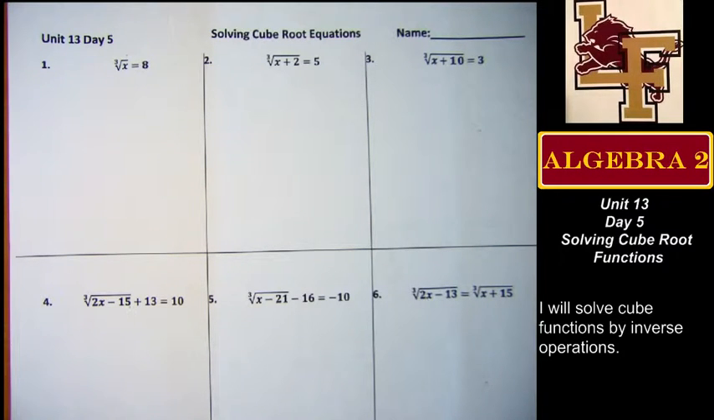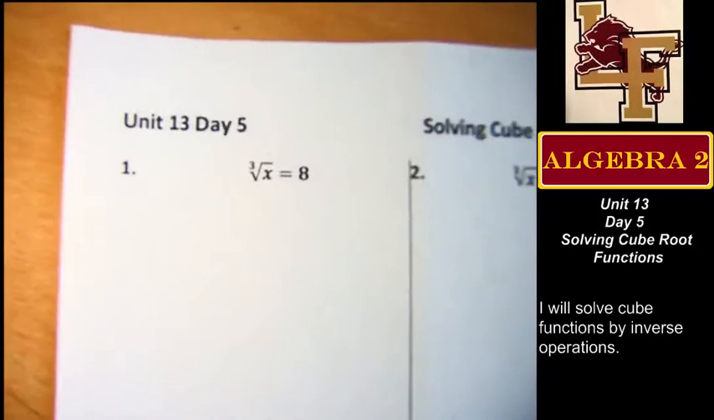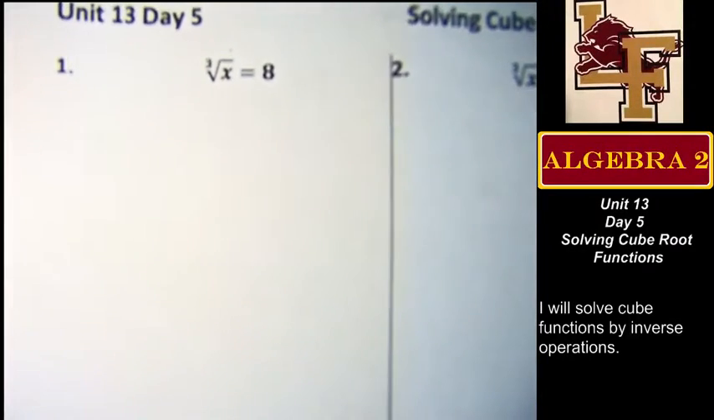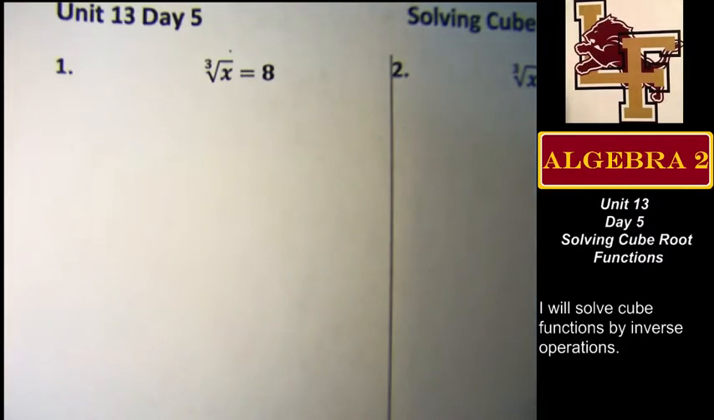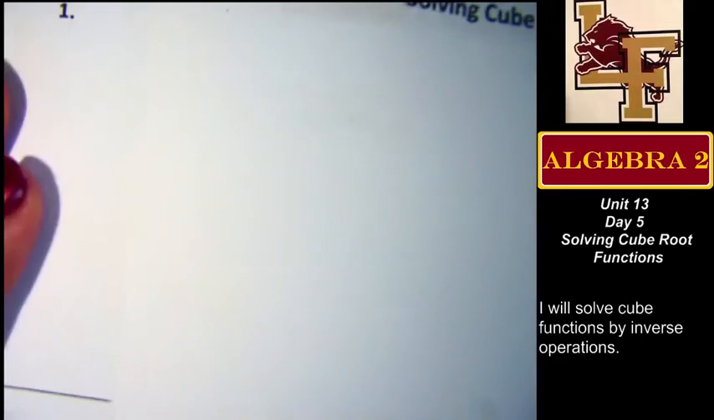Today we're going to be solving the cube root function. The cube root looks like the square root, but it has a 3 up there. And so let's talk really briefly about what this even really means, okay?